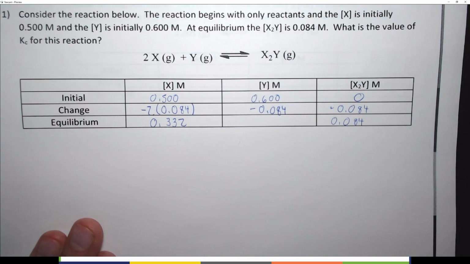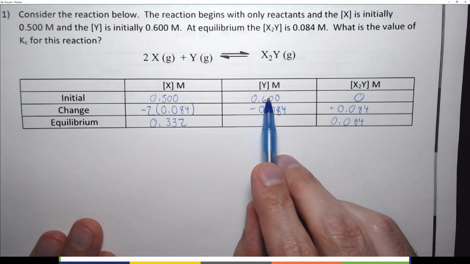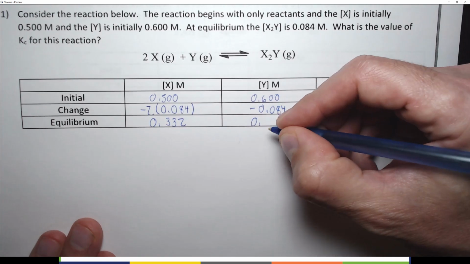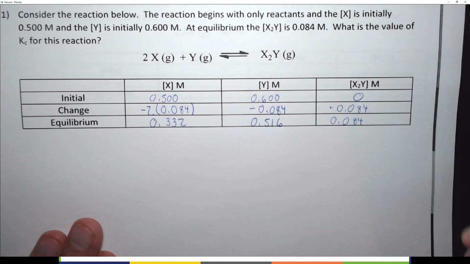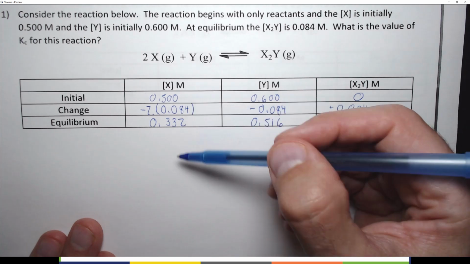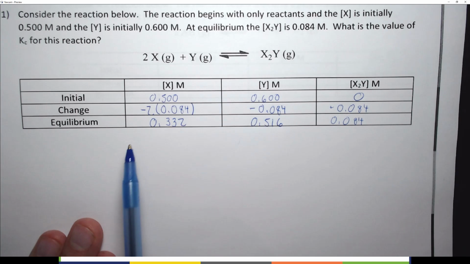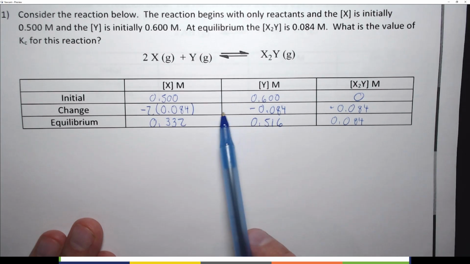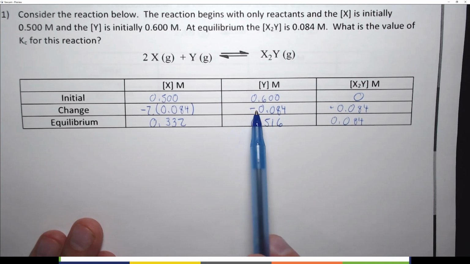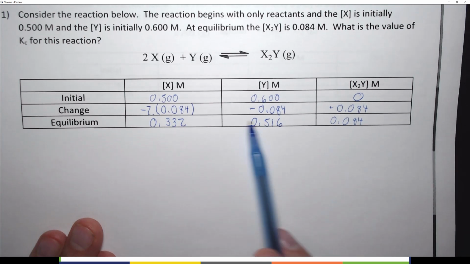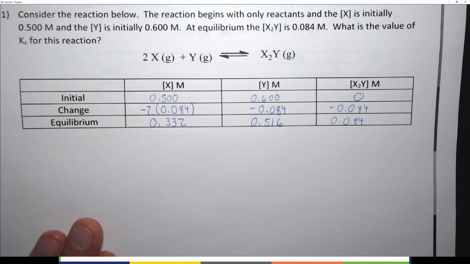0.332 molar. For y, we can do the same, 0.6 minus 0.084, and we get 0.516 molar. So essentially, this is a math equation. You take the initial, you subtract out the change, you're going to usually lose reactants, right? And gain products. So it's going to be minus for the reactants and plus for the product. And we're going to end up with this situation here.